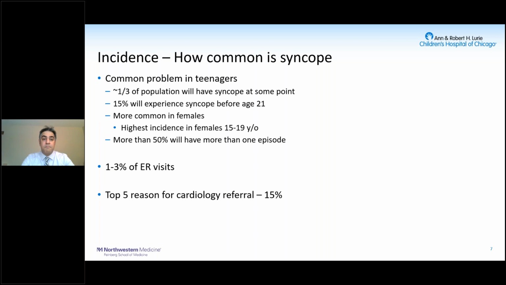This is common in the outpatient setting, but also in acute visits, so 1 to 3% of ER visits. About 1/3 of the population will have a syncopal episode at some point, and about 15% will experience syncope before 21 years of age. It is definitely more common in females, especially between 15 to 19 years of age. For those who do have a syncopal episode, more than half of them will have more than one episode. It is a very common reason where we do see patients, about 15% of our referrals.